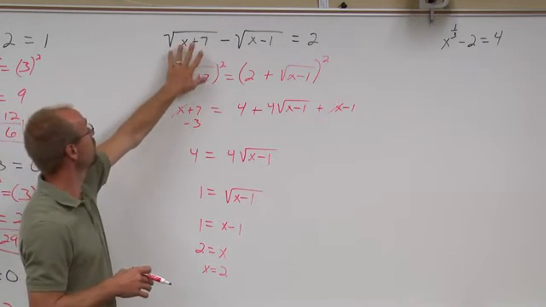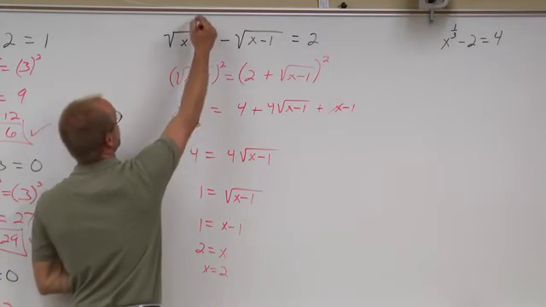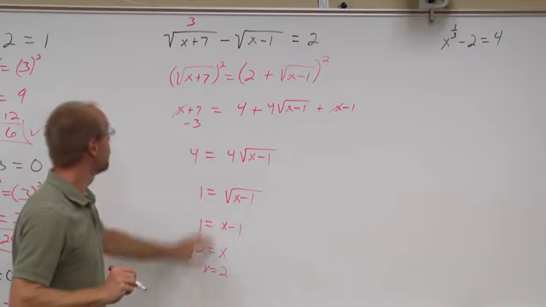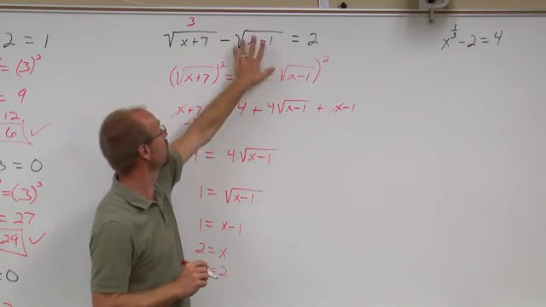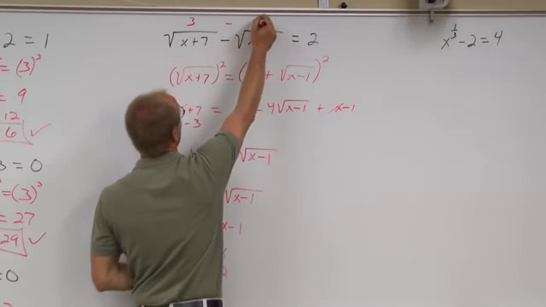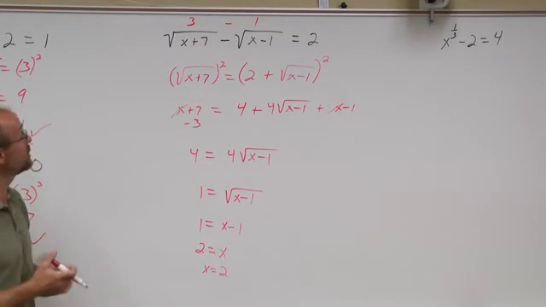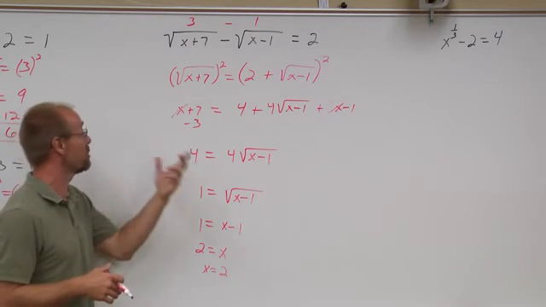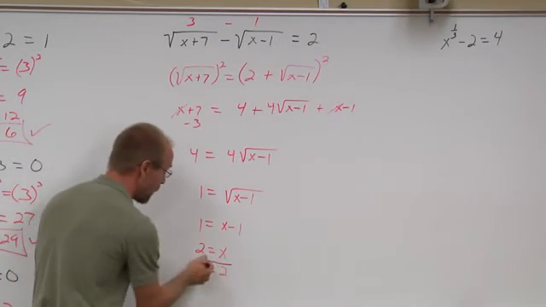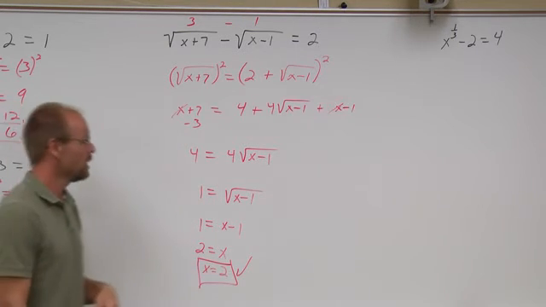If I plug 2 into here, 2 plus 7 is 9. The square root of 9 is 3. I'll write it up there. If we plug 2 into here, we get 2 minus 1 is 1. The square root of 1 is 1. So we have 3 minus 1 equals 2. Well, that's pretty true, isn't it? It doesn't get much more true than that. 3 minus 1 is 2. So that's true. I've checked my answer, and I know x is 2.